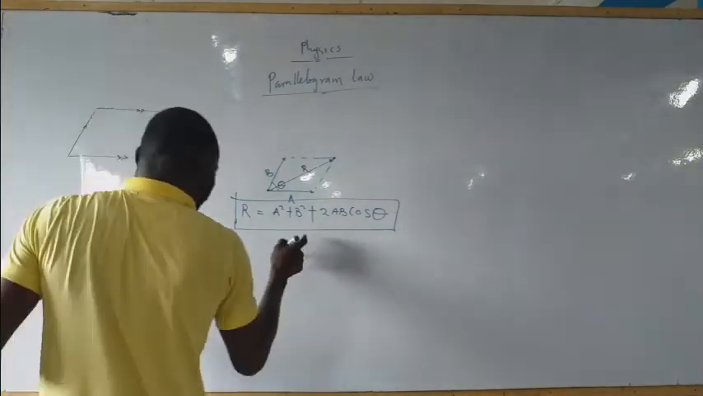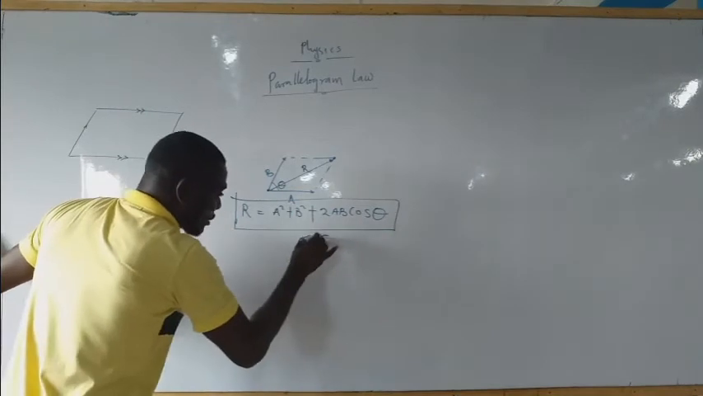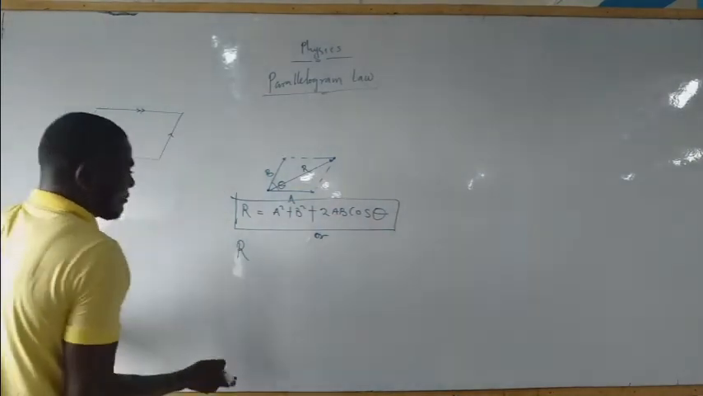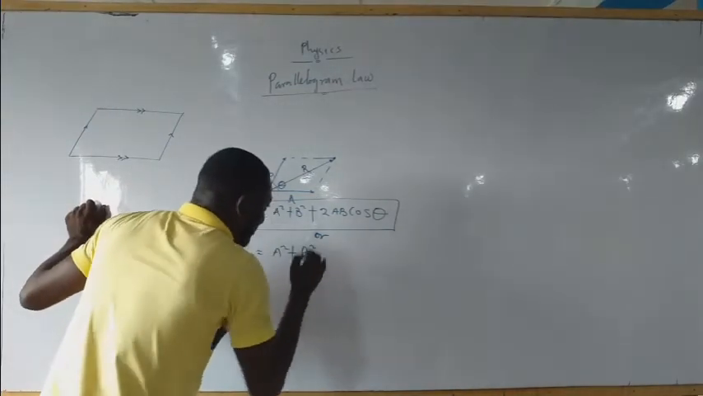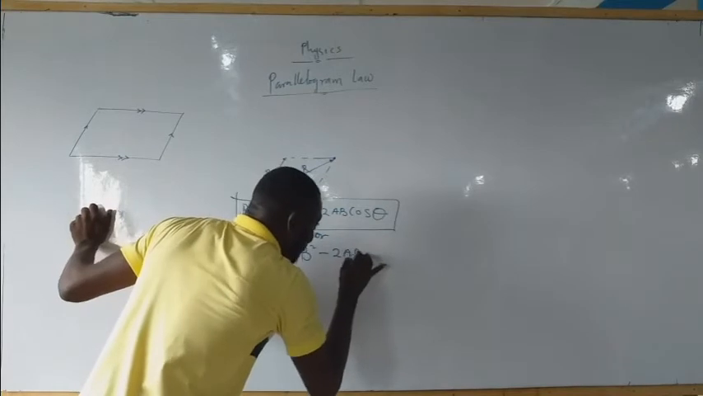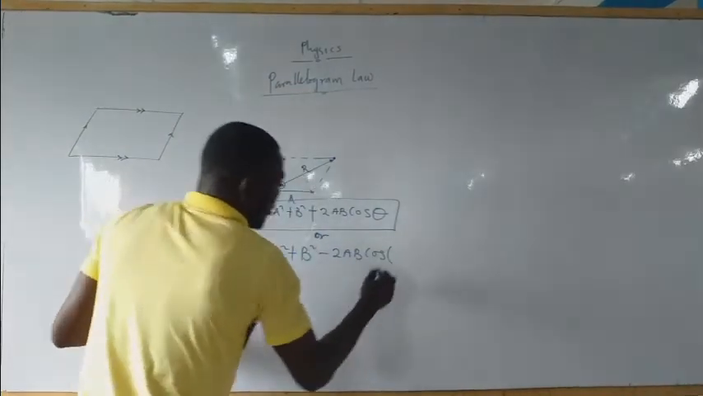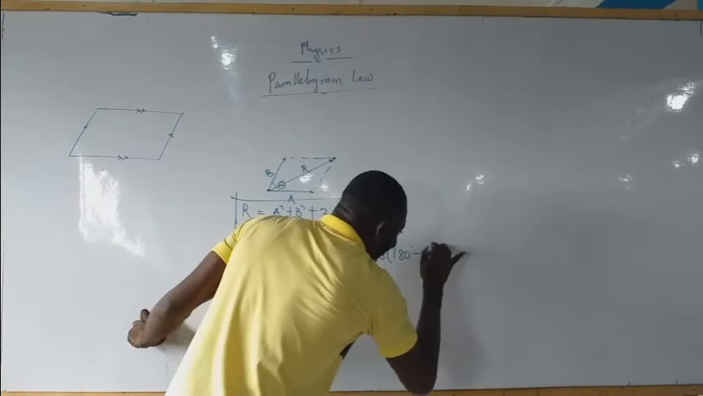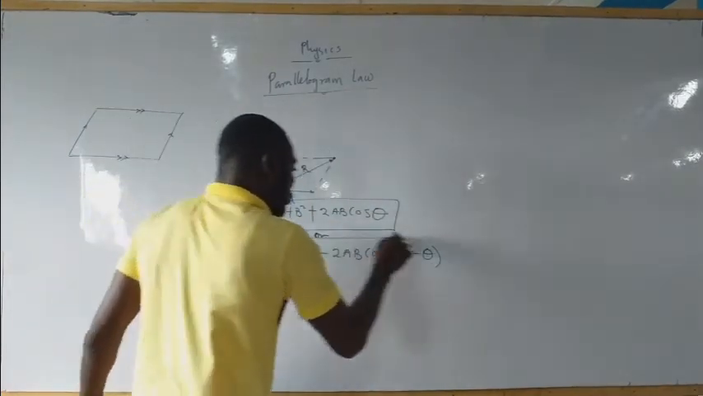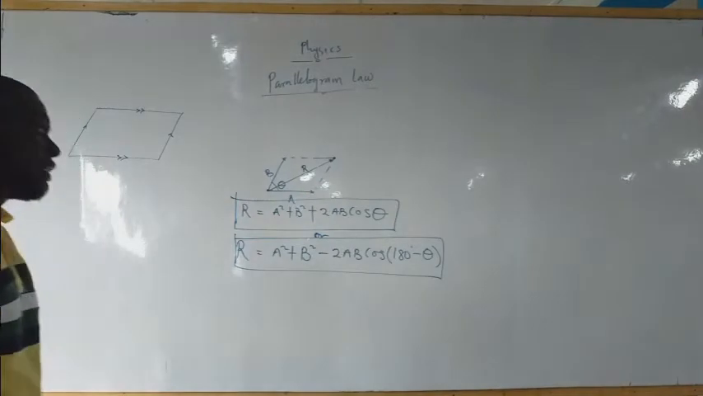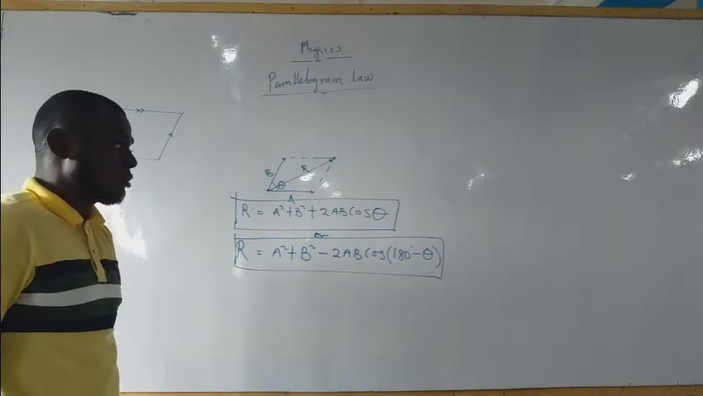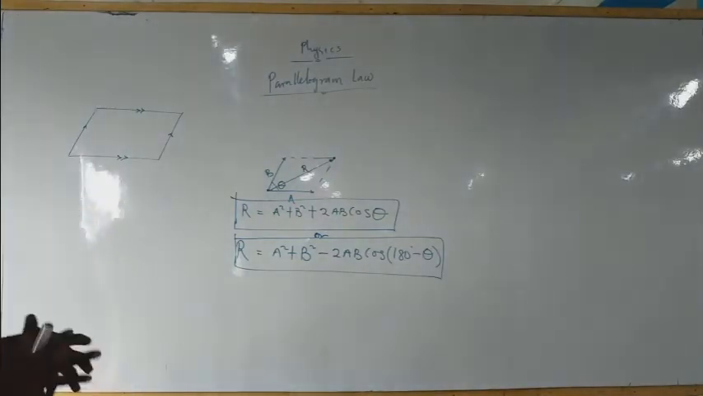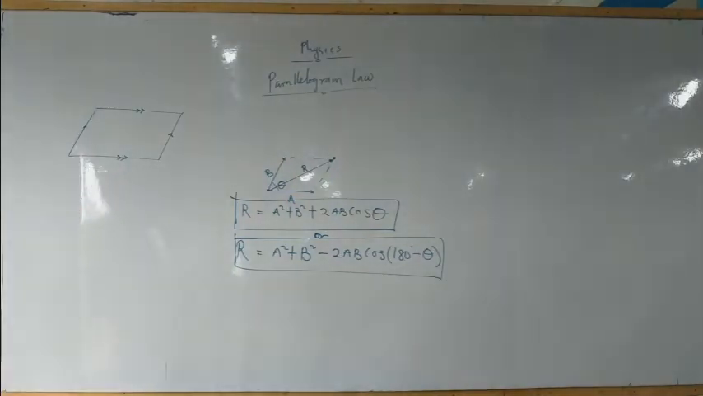In some textbooks, this is what you see: our resultant equals the square root of a squared plus b squared minus 2ab cos (180 degrees minus theta). Still the same. This is plus, this is minus. We are still on addition of vectors. That is the parallelogram law.